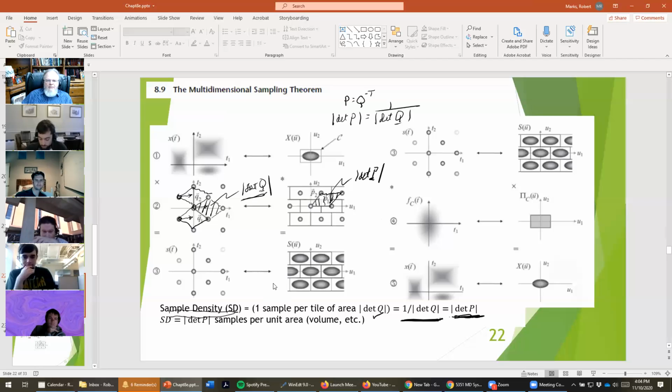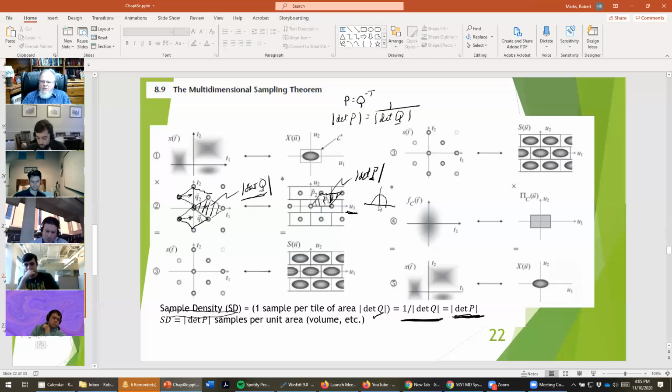And if T1 and T2 are measured in, say, distance, what's the units of U1 and U2? It's cycles per unit distance, cycles per millimeter, cycles per meter, something of that sort. And so for U1 and U2, this is equal to cycles per millimeter squared. This reminds us of the 1-dimensional case.